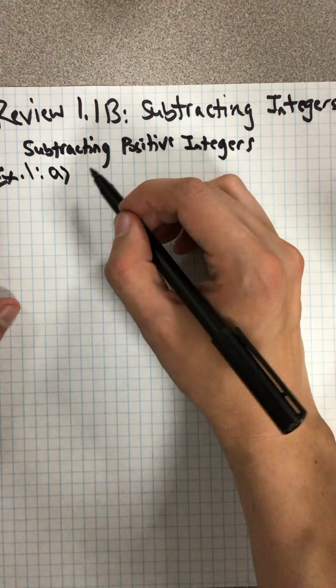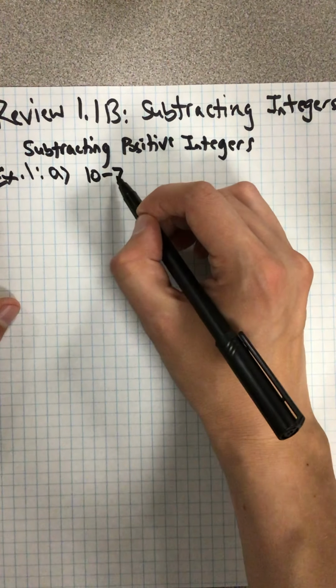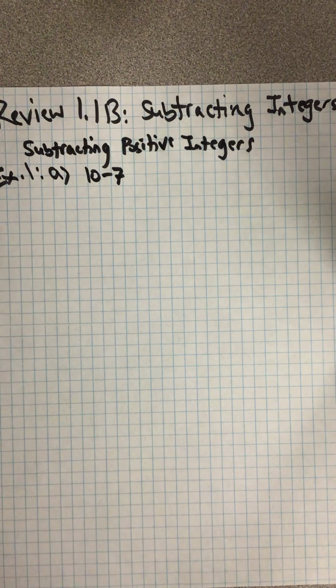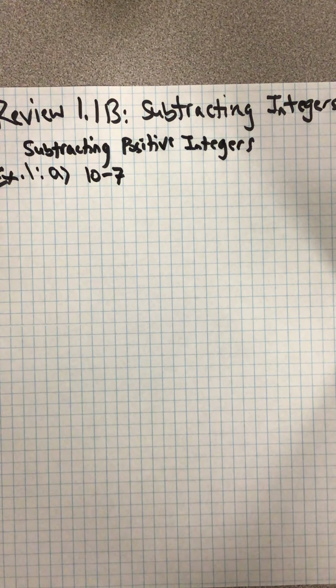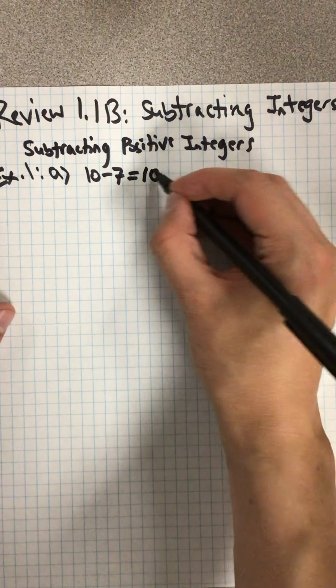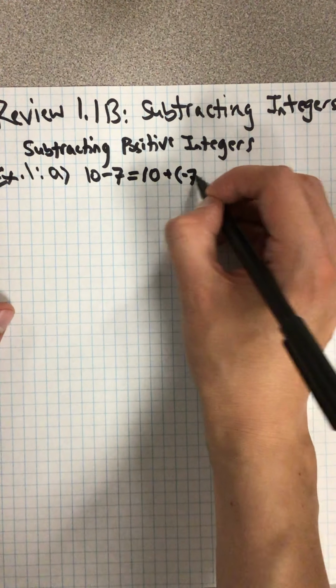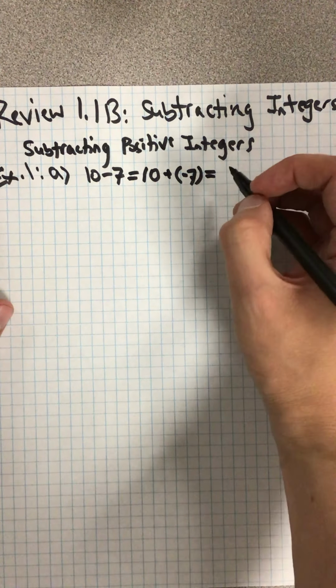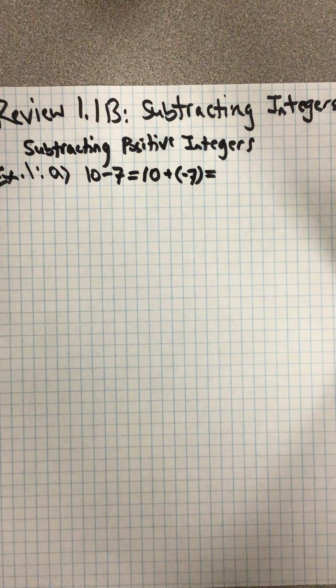A will be the first one. This one is 10 minus 7. Okay, most of you probably instantly jumped at this and said, well, obviously it's 3. And this is true. There is, however, another way we can rewrite subtracting positive integers, in the context of our previous lesson on adding integers, positive and negative, and that is by rewriting it as being 10 plus a negative 7.